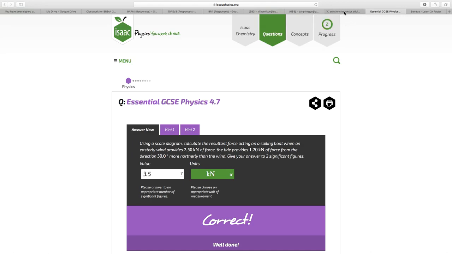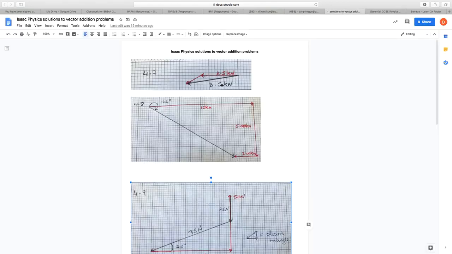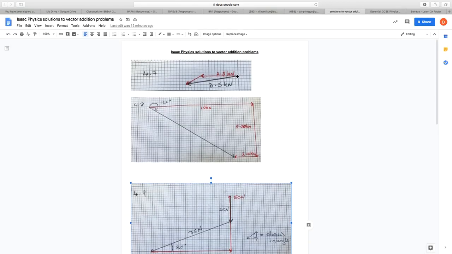So let's have a look at 4.7. So we have 2.5 easterly, and then we have the wind, the 1.2, or the tide, sorry, 1.2, at an angle which was 30 degrees more northerly.